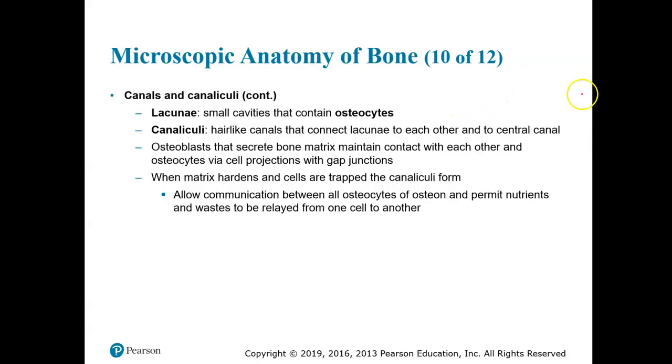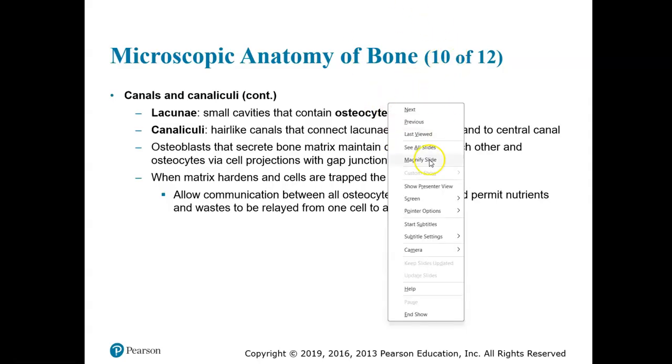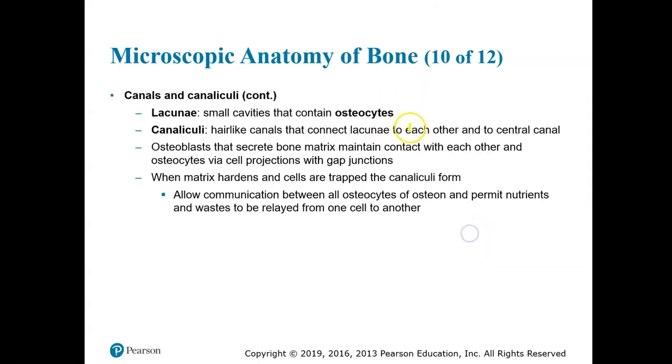And then you have lacunae, which are the small cavities in which the osteocytes reside. These are the mature bone cells once the osteoblasts have secreted bone matrix around themselves. And then, connecting to larger canals, you have canaliculi that run through the bone tissue and connect the lacunae to other canals.